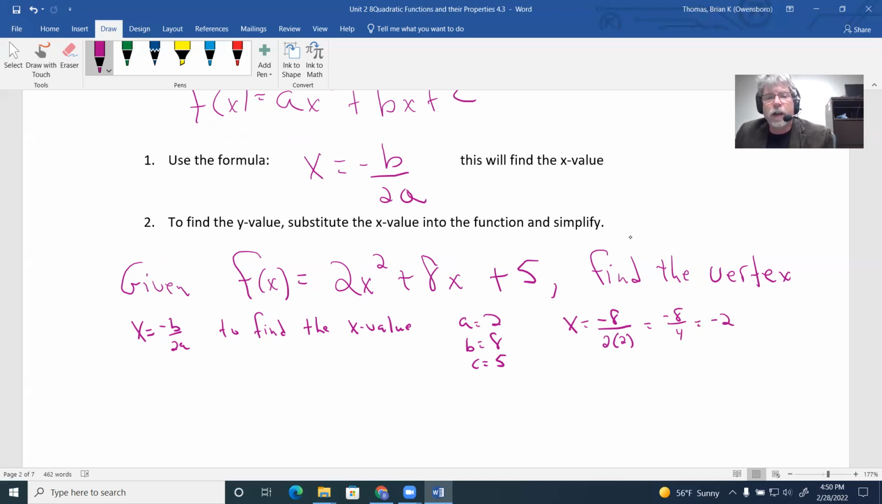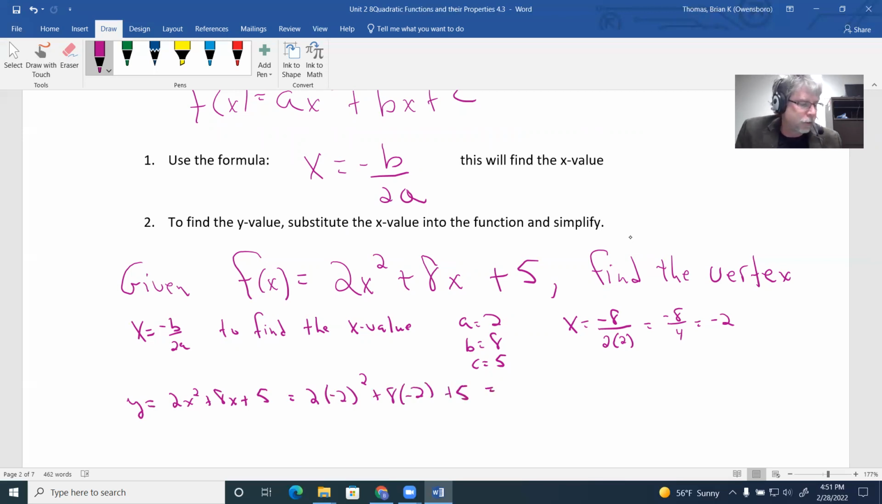So once I find the x value, I can now find the y value. So instead of using f of x equals 2x squared plus 8x plus 5, remember that's y equals 2x squared plus 8x plus 5. And so now what I'm going to do is replace the x value with the negative 2 and work it out. So 2 times negative 2 squared plus 8 times negative 2 plus 5.